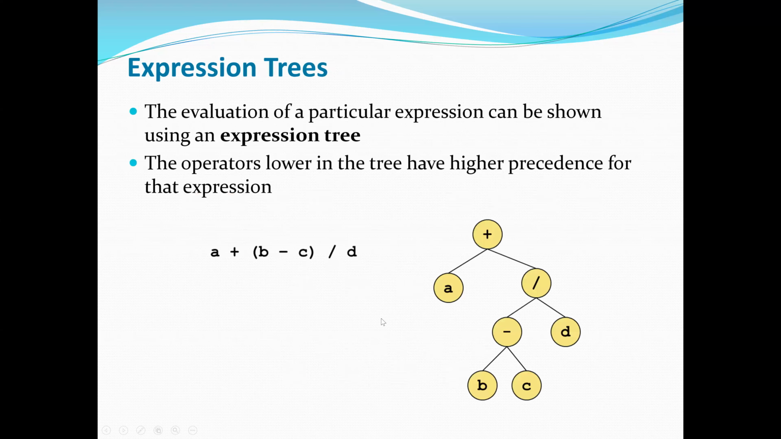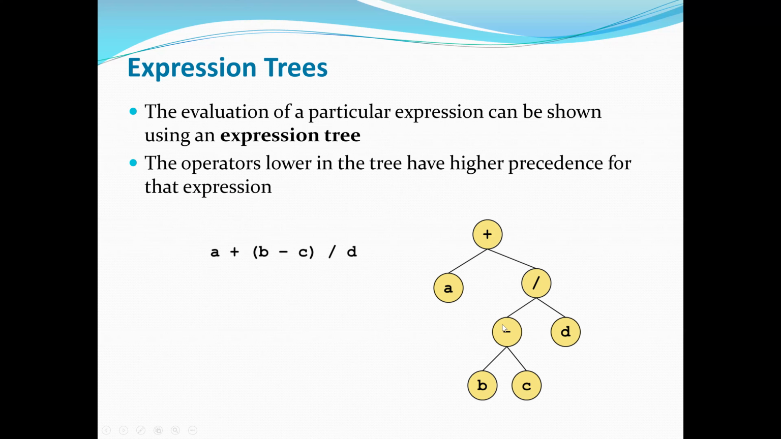So this gives us again the whole idea of the order of precedence. Also, we can use something we call the expression tree to check if our expression is correct. So here we say the evaluation of a particular expression can be shown using an expression tree. The operators lower in the tree have the higher precedence for that expression. So we can see here parentheses have the higher precedence. So it's the lowest, B minus C. Then next will be the division before addition.